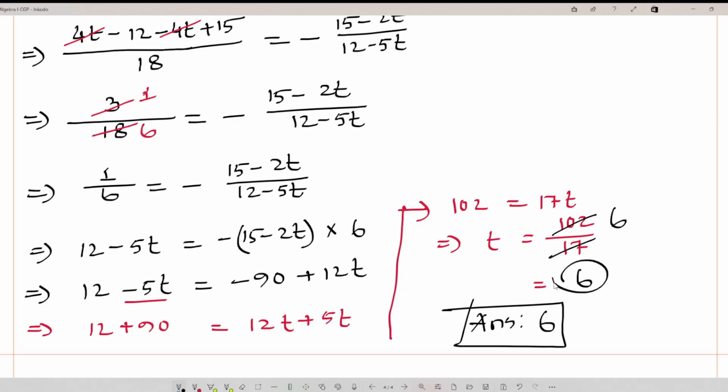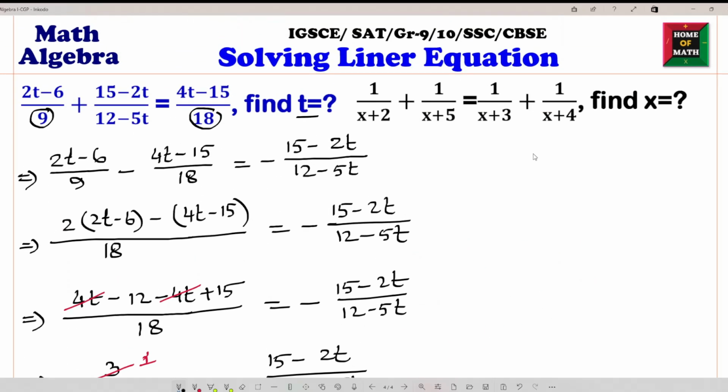T equals to 6. So thank you very much for being with me. We tried to solve two fractional linear equations, which is very important for any kind of competitive examination.